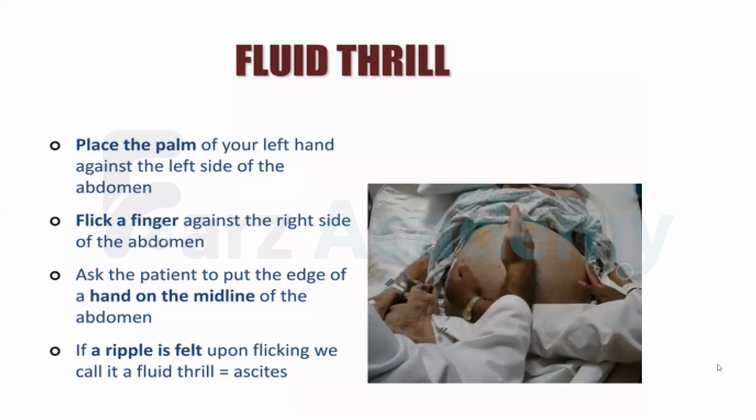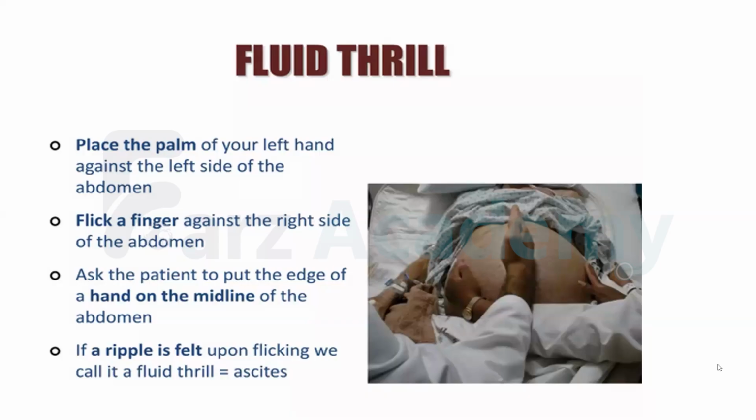In my long, long years of practice, there has been only one case where I have felt a very good fluid thrill in case of ascites within the tummy, but in most cases, it has been a clinical diagnosis or a diagnosis in terms of something called, what is the other sign you do? What is the other test you do for abdominal fluid? Shifting dullness. Excellent.